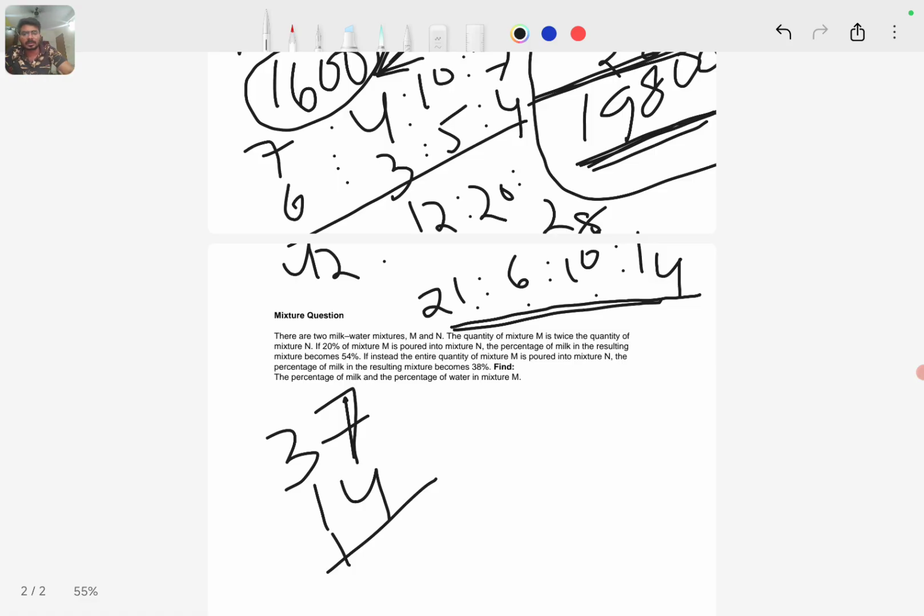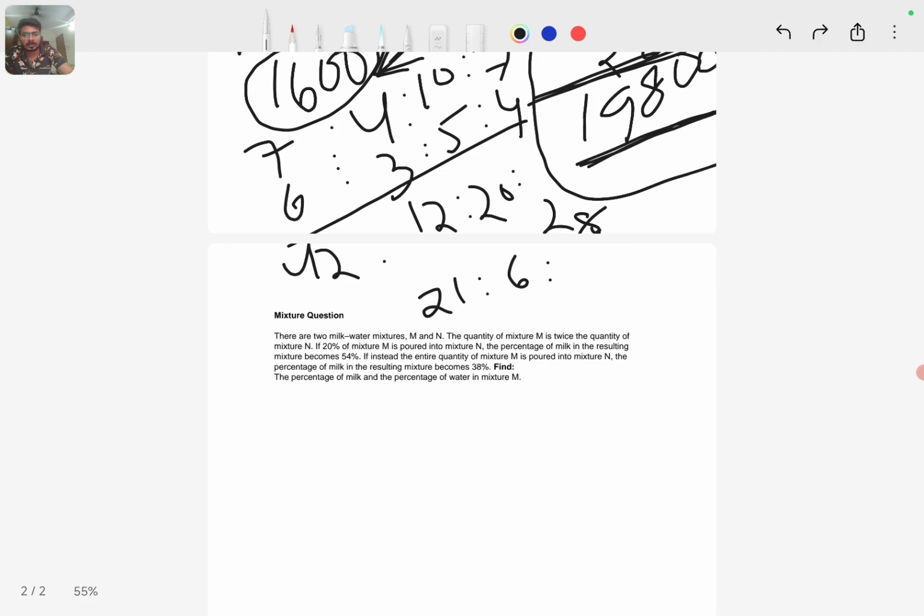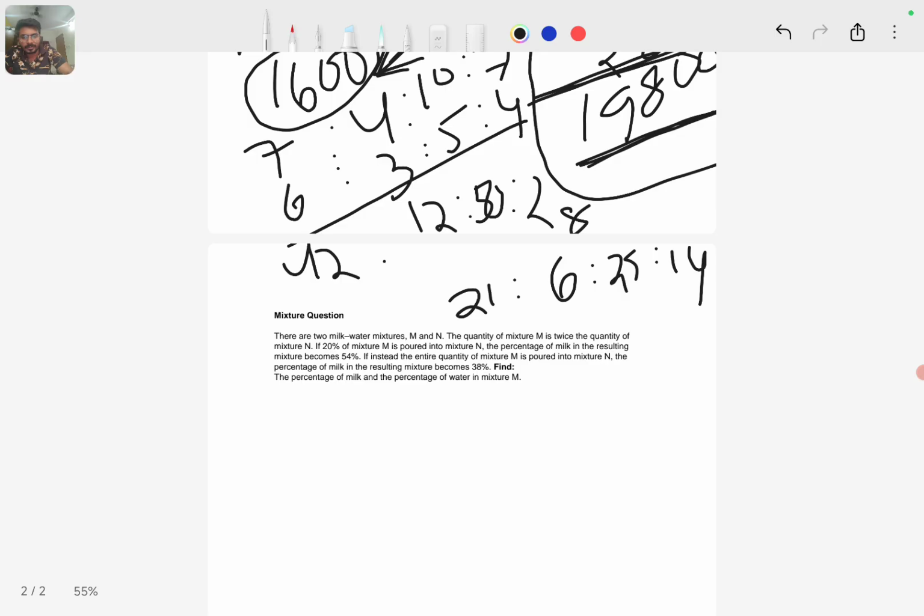Wait one second, my mistake. Here it is 50 and 28. So if I divide it by two, 21 is to 6 is to 25 is to 14. So if I add this profit ratio, 21 plus 6 is 27, 27 plus 25 is 52, 52 plus 14 is 66 units.